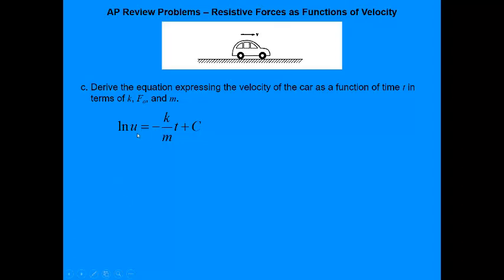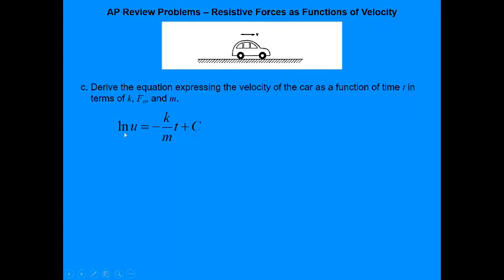Now, remember that we're trying to find, keep this in mind, a velocity function. Velocity is a function of time. Well, we now have time in the equation, so that's good. But if you remember, the velocity is hidden inside of the u, right? F0 minus kv is u. And I don't want to know the natural log of this. I want to know the velocity. I want to be able to solve for the velocity. So we've got to do something a little tricky here.